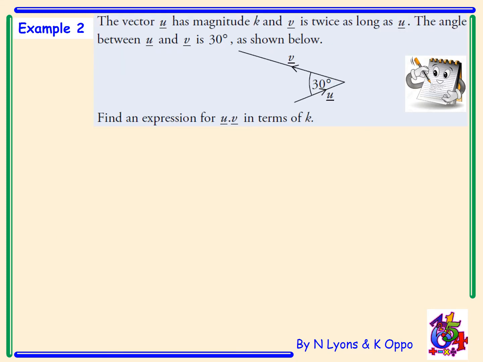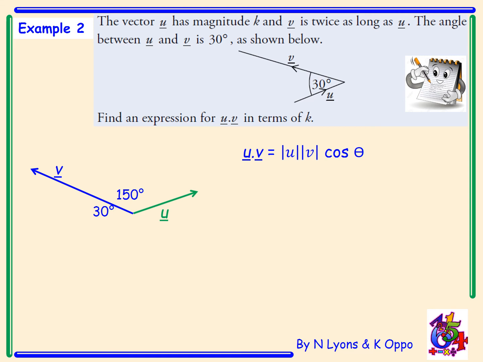Example 2. The vector u has magnitude k and v is twice as long as vector u. The angle between u and v is 30 degrees as shown below. Find an expression for u dot v in terms of k. Now from the diagram we can see that vectors v and u are not tail to tail. However, we can move vector u, and if we shift it, we then realise that the angle between vector u and v when tail to tail is 150 degrees.